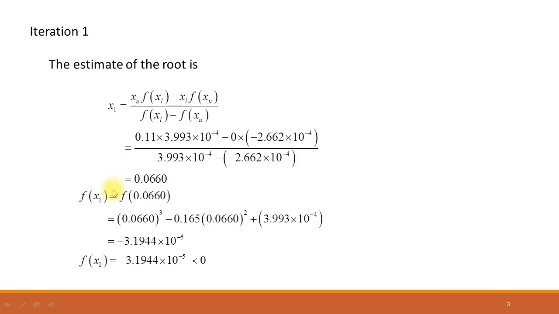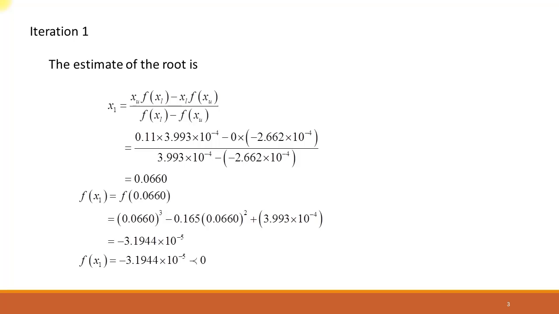So dear students, now to find the other root x2, first of all putting this x1 in the given equation to check the sign of the function. When we put this x1 value in the given equation, we obtain 0.0660 whole cube minus 0.165 multiplied 0.0660 whole square plus 3.993 multiplied 10 raised to the power minus 4, and after simplification we obtain minus 3.1944 multiplied 10 raised to the power minus 5. So the function has negative sign at this x1. Now to find the root x2, first of all check the function sign at which two roots the function has opposite sign.